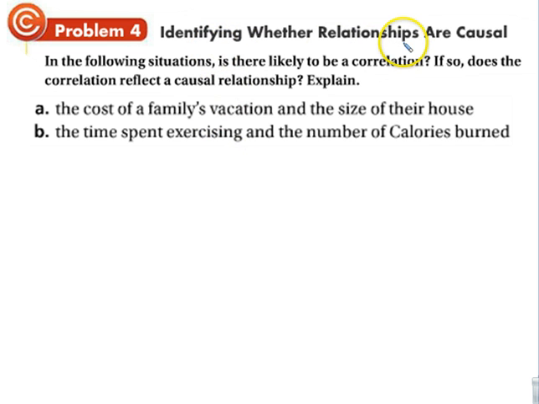Okay, so identify whether relationships are causal. In the following situations, is there likely to be a correlation? If so, does the correlation reflect a causal relationship? The cost of a family's vacation and the size of their house. Is there a relationship? If a family spends more on vacation, does that mean that they live in a bigger house? I would say no, just because maybe they bought a smaller house so that they can spend more money on their vacation.